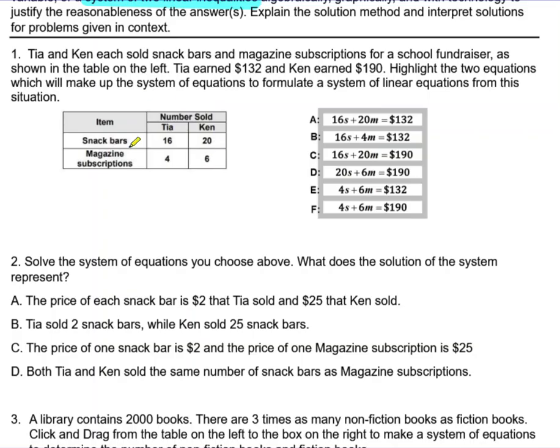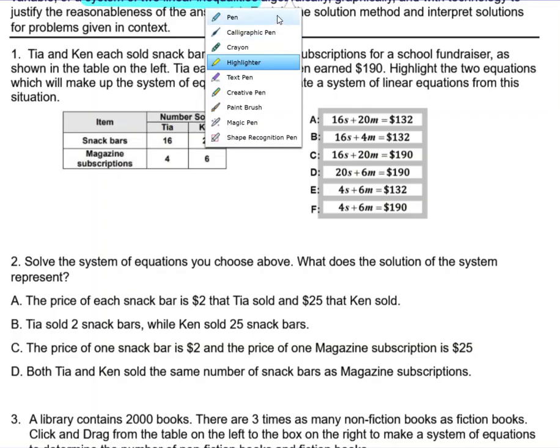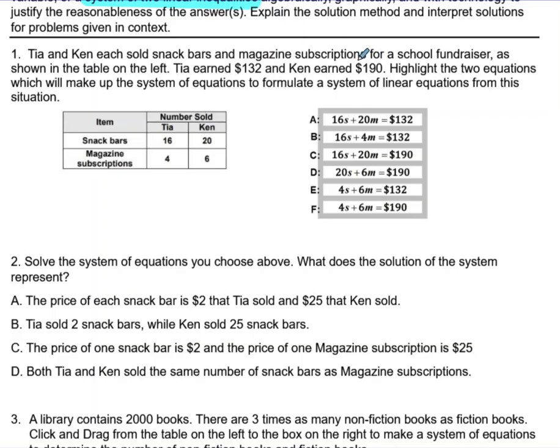okay? It also says that Tia earned $132 and Ken earned $190. Highlight the two equations which will make up the system. So we have to pick two equations to make up the system of equations. Usually when we have systems of equations and word problems, we have two things that we're measuring. The first one is the money part, how much did they make? And then the second part is the quantity, like the number of items, okay?